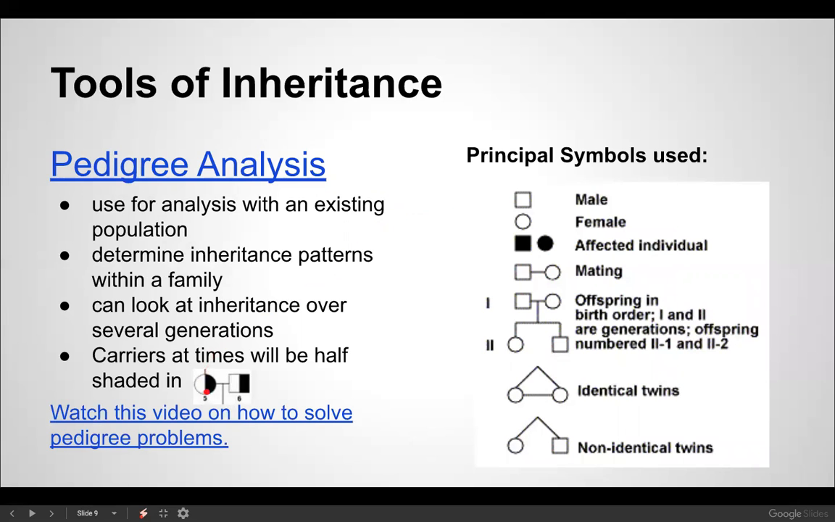So you'll see this is half shaded. That means it's carrying a trait. And this one, same thing, it's carrying something. All right, here are the little symbols typically used: the male is a square, the female is not. If it's not shaded in, they do not have a particular trait. If they are shaded in completely, they have it.